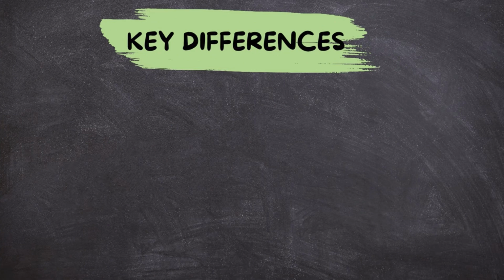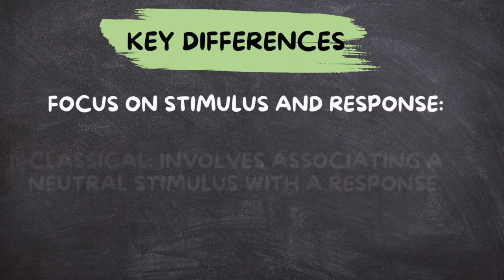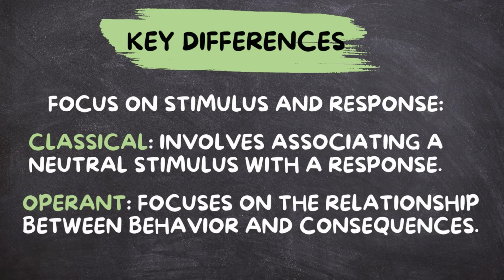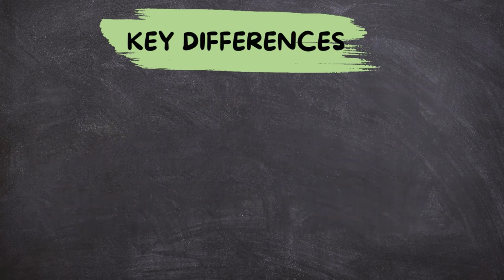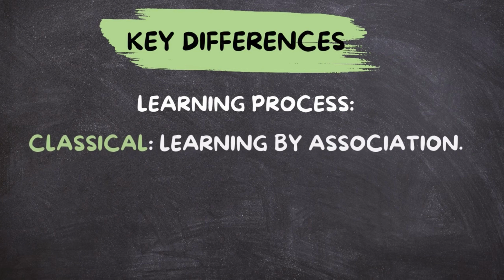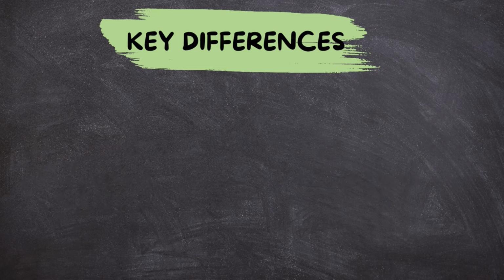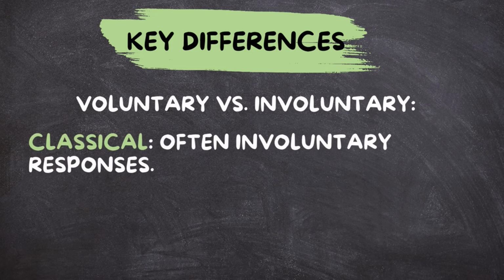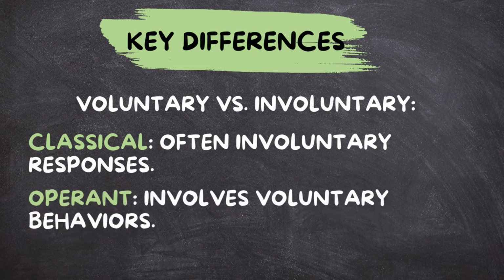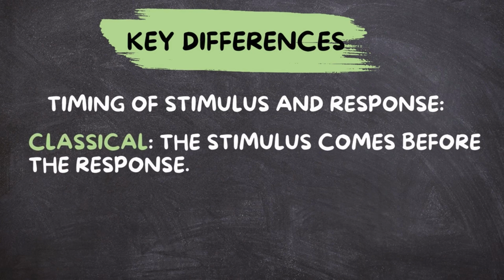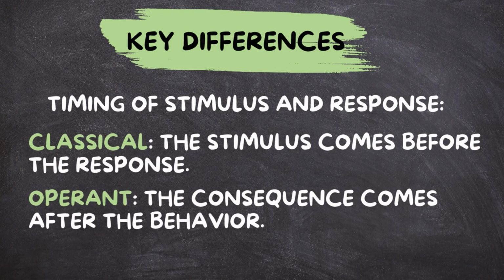Key differences. Now that we know what each type of conditioning is, let's highlight some key differences between them. Focus on stimulus and response. Classical involves associating a neutral stimulus with a response. Operant focuses on the relationship between behavior and consequences. Learning process. Classical, learning by association. Operant, learning by reinforcement or punishment. Voluntary versus involuntary. Classical, often involuntary responses. Operant involves voluntary behaviors. Timing of stimulus and response. Classical, the stimulus comes before the response. Operant, the consequence comes after the behavior.